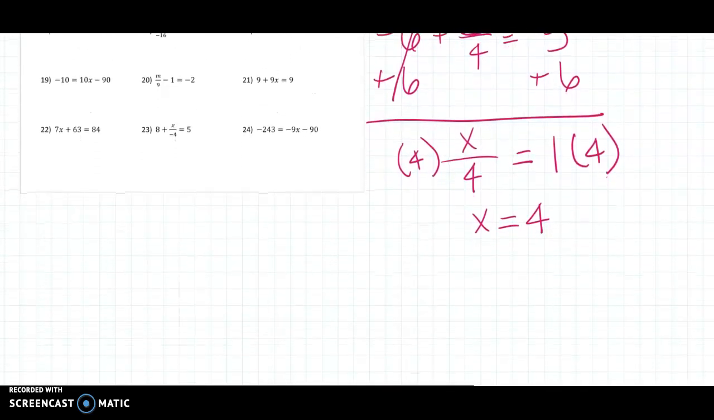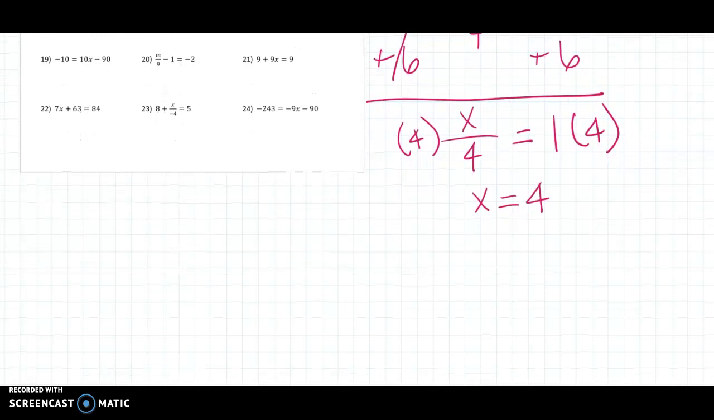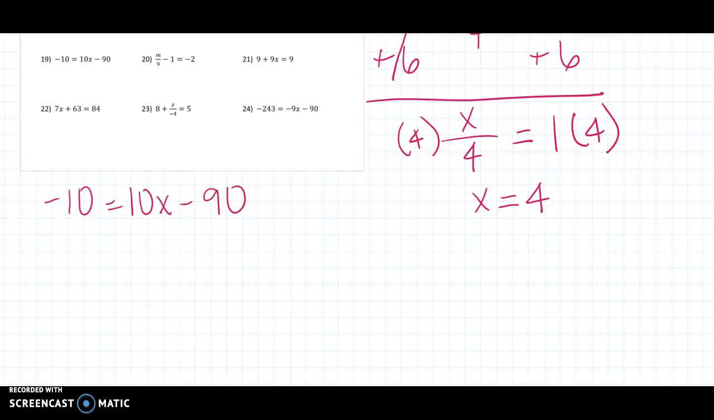We'll take a look at 2 more together. I'd like to look at number 19. Negative 10 equals 10x minus 90. We need to get the 10 and the x on the right-hand side alone, so I need to take care of this minus 90. We add 90 to both sides so that those cancel out.